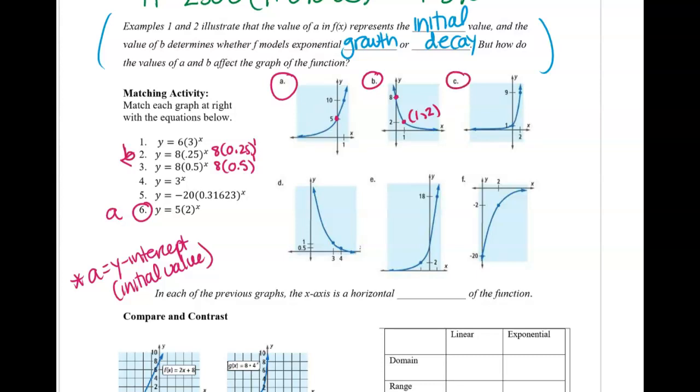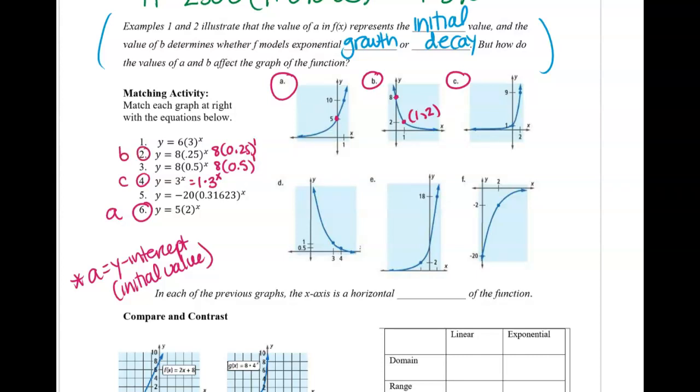If we look at C, our initial value is 1, and it's increasing. Another one that works for that is number 4, because if you look, technically this is the same as 1 times 3 to the x. So our initial value is 1, and we're growing. I'm just going to get rid of these extra scribbles, but number 2 was B.